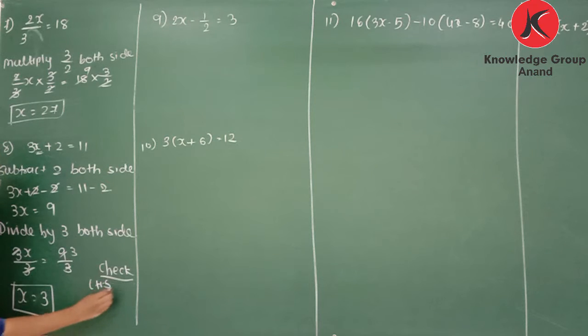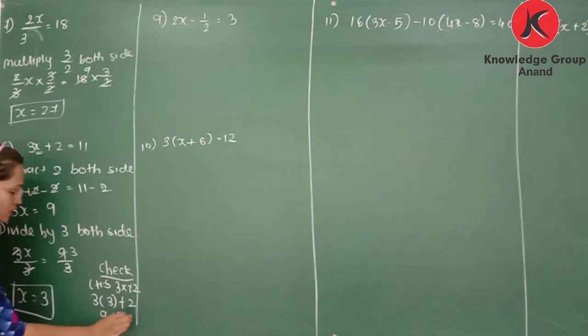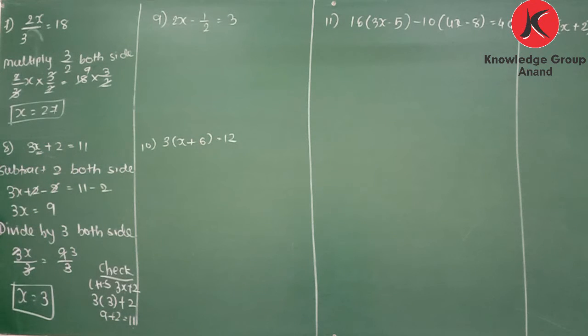Our left hand side is 3x plus 2. Means instead of x you need to write 3. So 3 multiply 3 plus 2. That is 9 plus 2 is equal to 11. We get our right hand side.